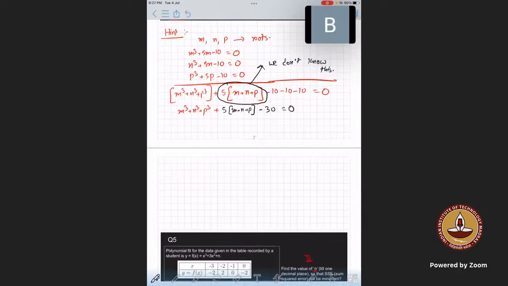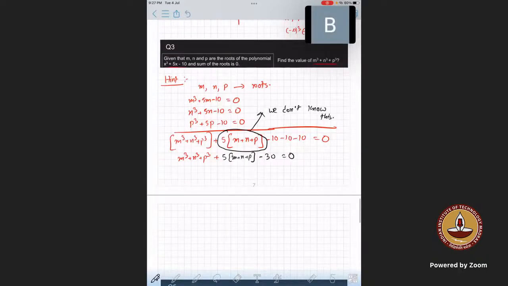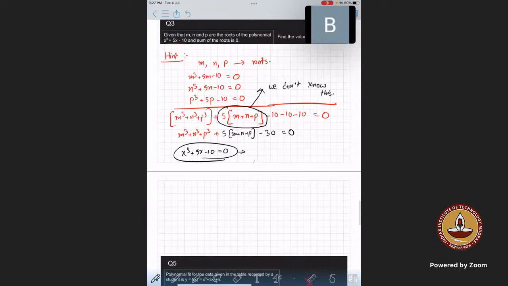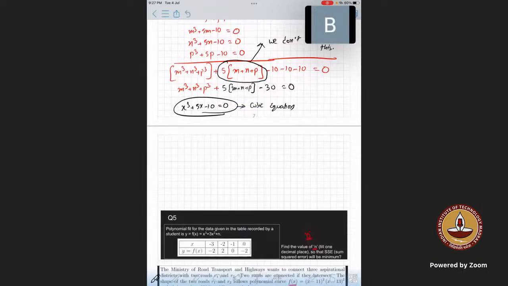But we have the equation x cube plus 5x minus 10 equals 0. This is a cubic equation, but we don't know the roots. m, n, p are roots. So the sum of roots, m plus n plus p, you can write with the formula minus b by a, where b is 0 and a is 1. So it is 0. Agree?